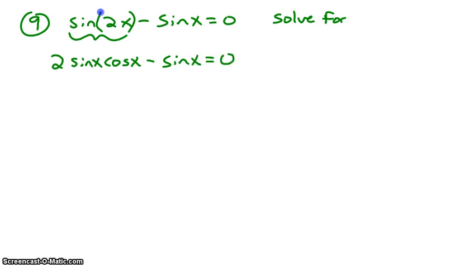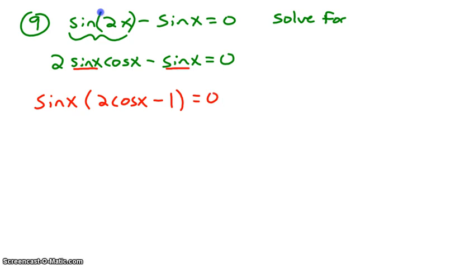Now what you'll see, or hopefully acknowledge, is that I have a binomial and each contains a sine x. So I will factor out a sine x, leaving me with 2 cosine x minus 1. Setting that equal to 0, I have my two factors.